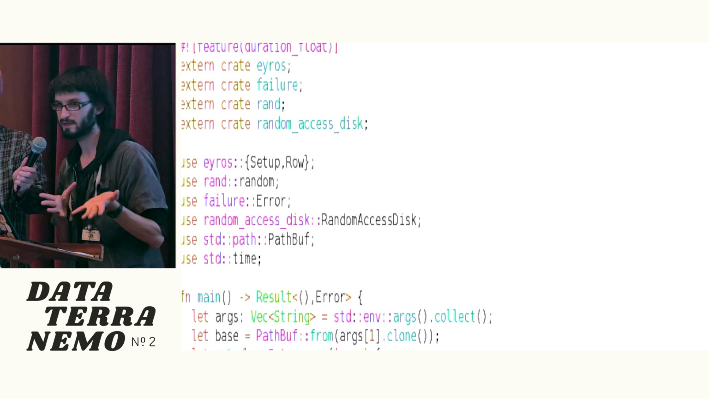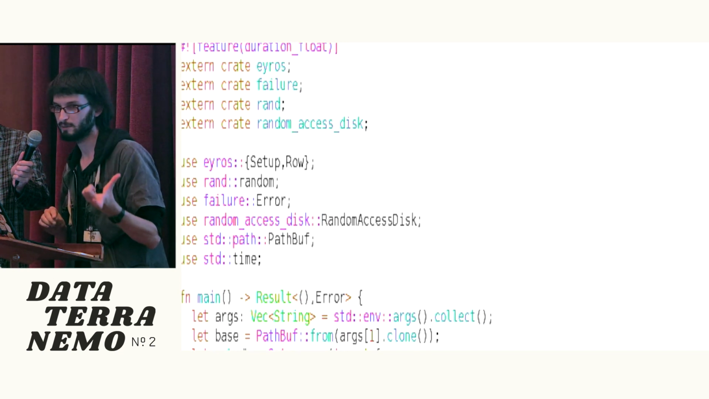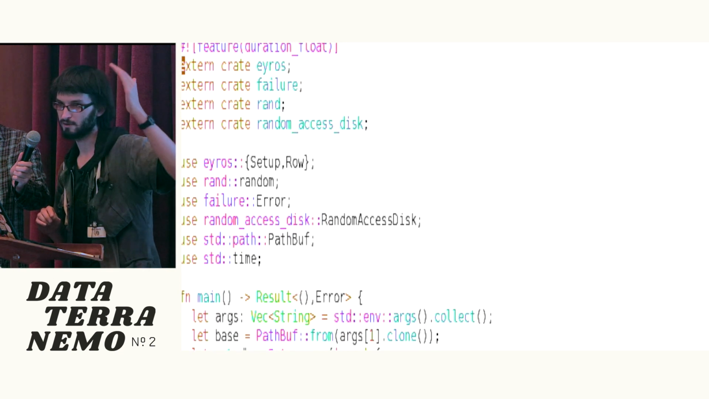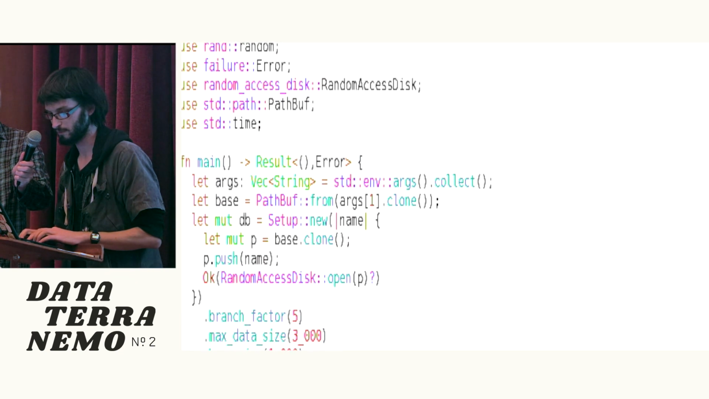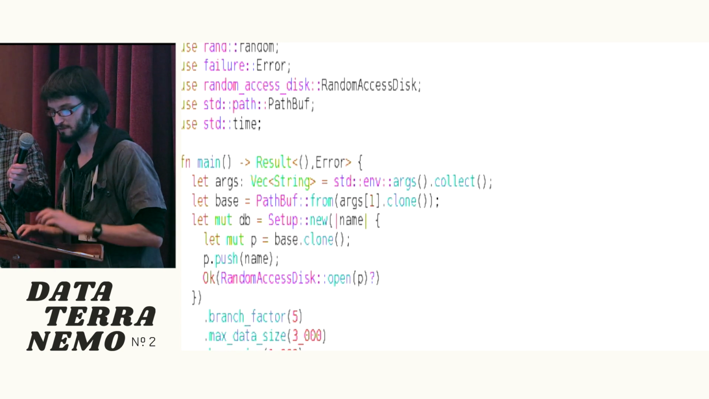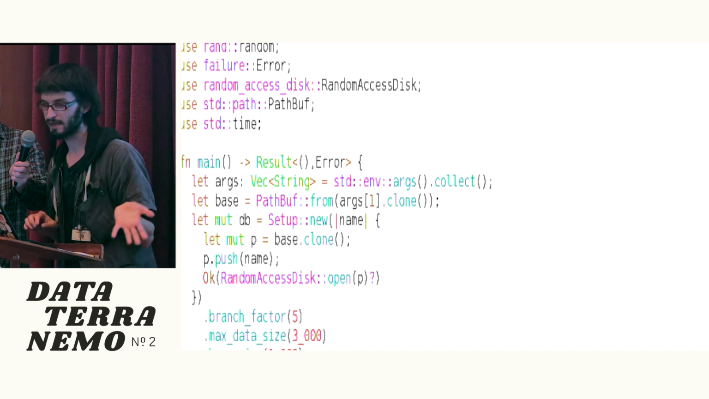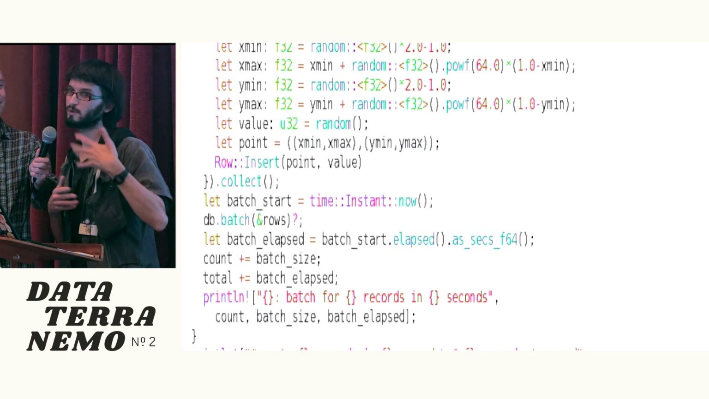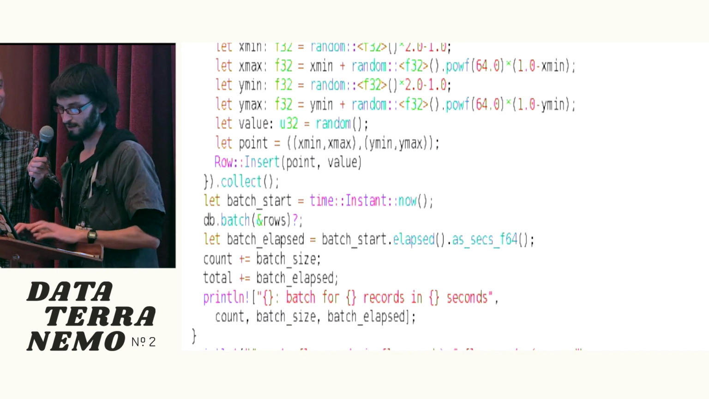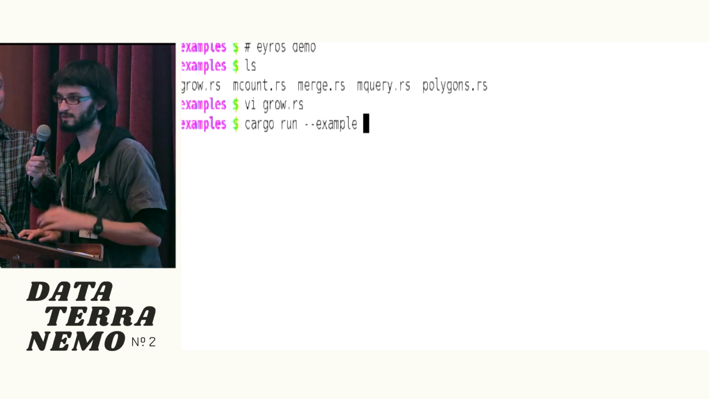I have a grow example. So all that this database does is it has a query method and it has a batch method. Query takes a bounding box, and batch takes an array of values that you want to stuff into this database. So in this example, we stuff 10,000 records per batch, and we do that 100 times. So 100 times 10,000 is 1 million. So this example will write 1 million records, and it will print out the time that it took.